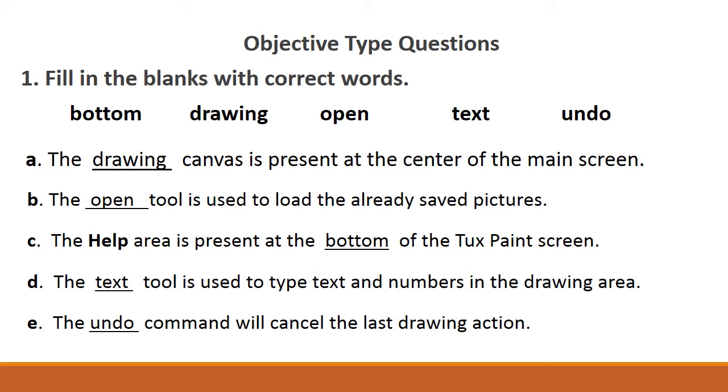And the correct word is open. The open tool is used to load the already saved pictures. C part: the help area is present at the bottom of the TuxPaint screen. The second last statement: the text tool is used to type text and numbers in the drawing area. And the last one: the undo command will cancel the last drawing action.